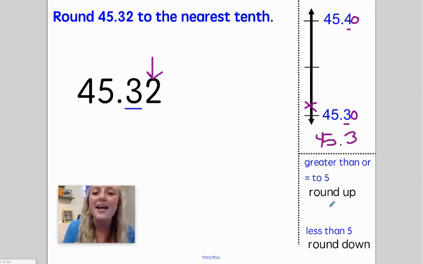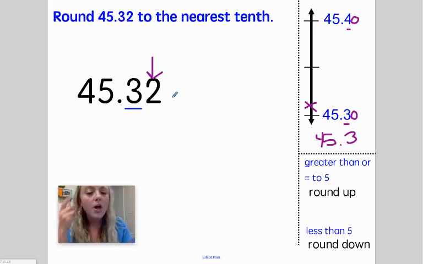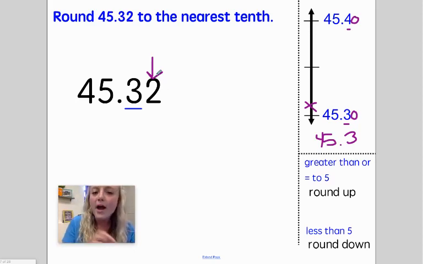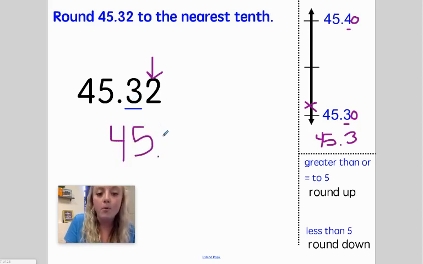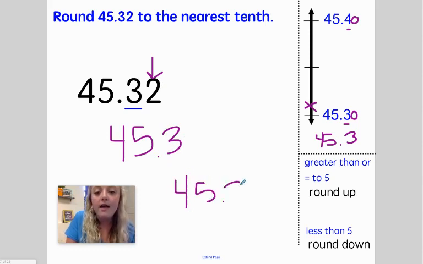But when you round down, you're technically rounding down to 3/10, which is 30 hundredths. Remember that little rhyme, 4 or less, let it rest, 5 or more, raise the score? You can think of that. So when I round down, technically I let it rest because it's going to keep my 3 down to 30 hundredths, but it's the same thing, 45.3. That's 45 and 3/10. Remember, that's the same thing as 45 and 30 hundredths.